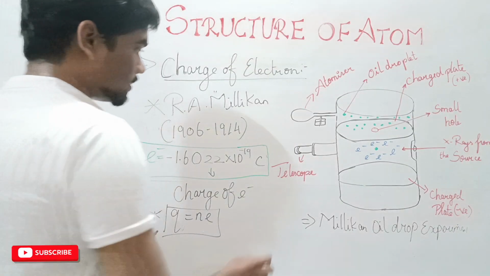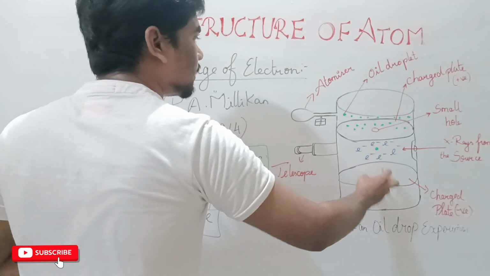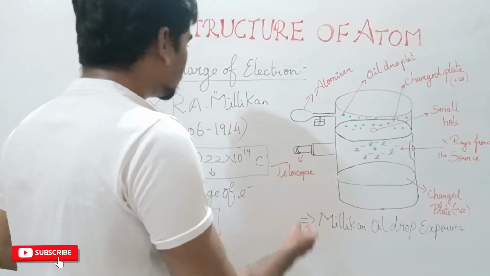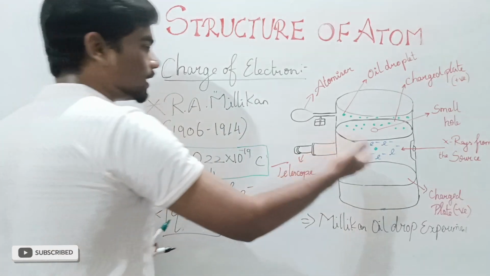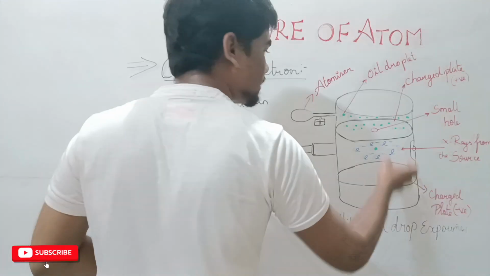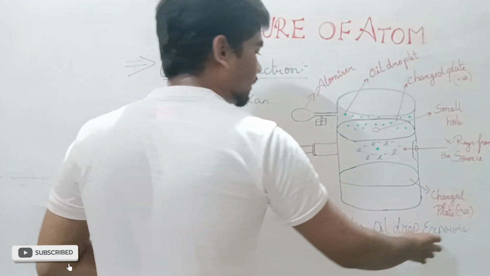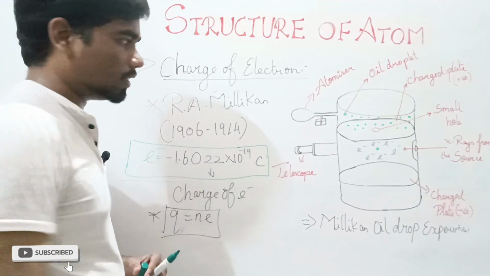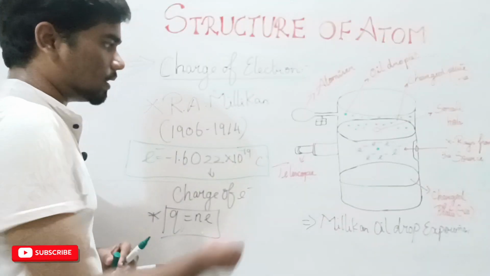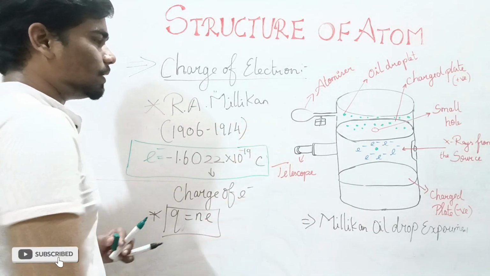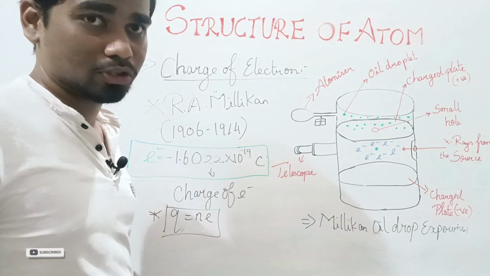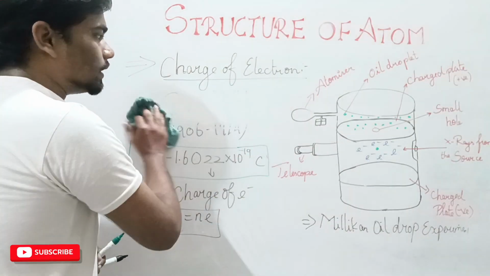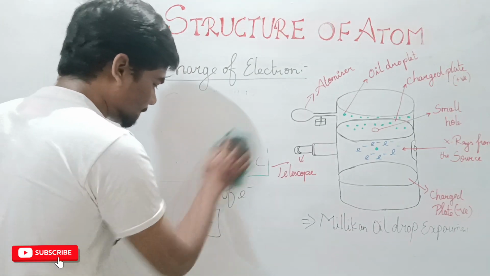So my dear friends, I hope you now understand what this oil drop experiment tells you. Since Millikan found the charge, we named this experimental setup the Millikan oil drop experiment. Now we are moving to the second part of this Millikan experiment, that is the determination of mass of electron. Let me erase all these things so that you can understand it clearly.